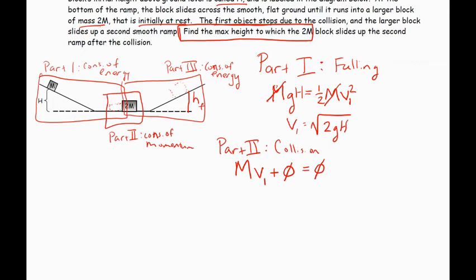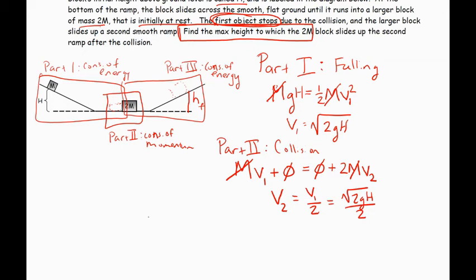Hold on a second. Where's the 0 there? The 0 comes from the fact that it says the first object stops due to the collision. So its momentum now is 0 plus the momentum of the new block. So the momentum of the new block is 2m, and we'll call this V2. Well, our m's are going to end up canceling, and we end up getting that V2 is equal to V1 divided by 2. So that's equal to the square root of 2G capital H divided by 2.